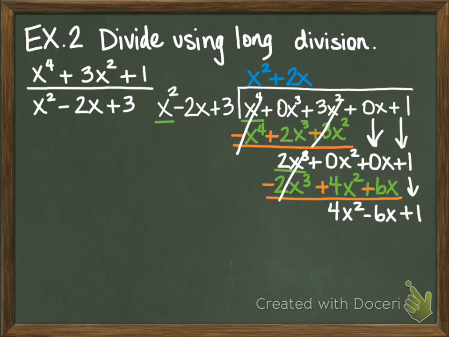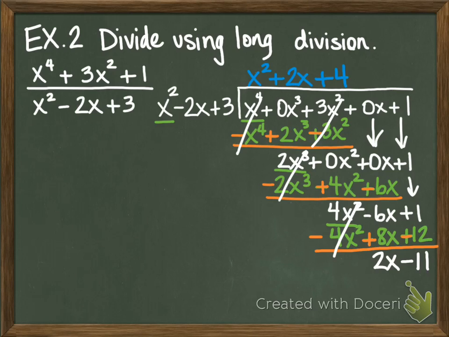So again, x squared times what equals 4x squared? That's going to be plus 4. So I multiply 4 times everything on the outside. That's going to be 4x squared minus 8x plus 12. Draw the line, change all the signs. My x squareds cancel. I have 2x minus 11.